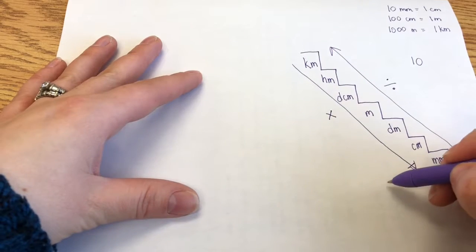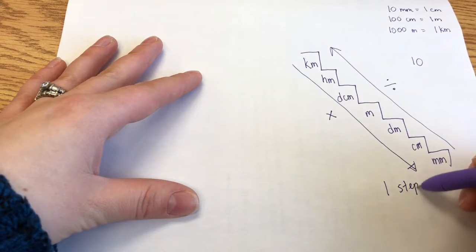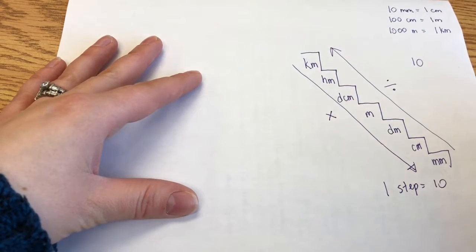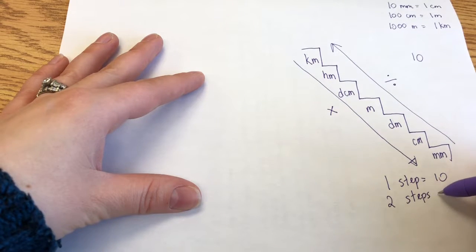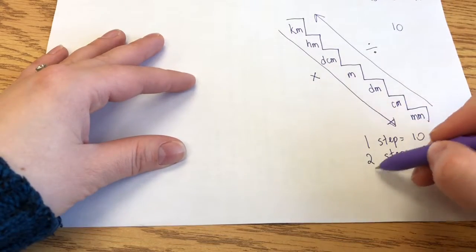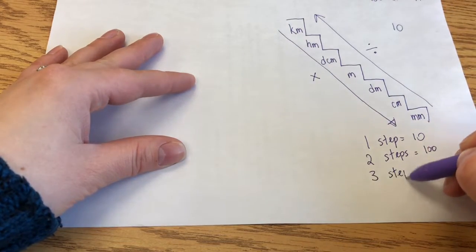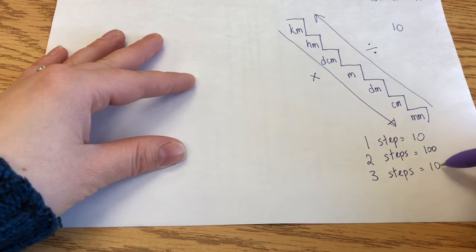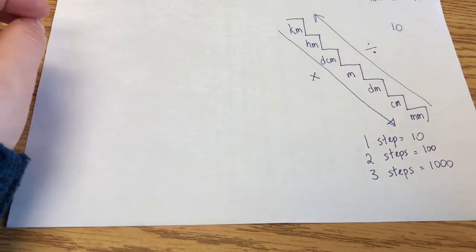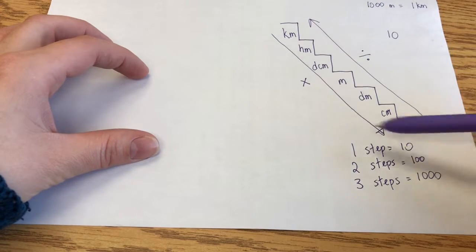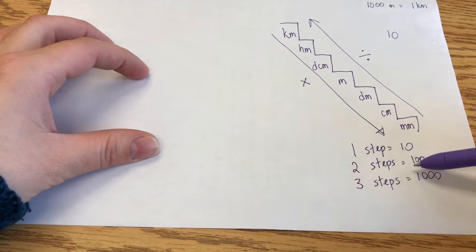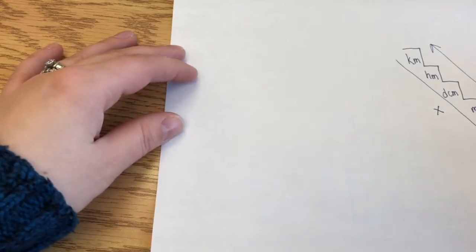So if you go up one step, you're going to multiply or divide by 10. If you go up 2 steps, or down 2 steps, you're going to multiply or divide by 100. And 3 steps, you're going to go up or down by multiples or divisions of 1,000. And it keeps going, as you can see, as each step goes. 1 step has 1 zero, 2 steps has 2 zeros, 3 steps has 3 zeros. So let's apply this to a question.